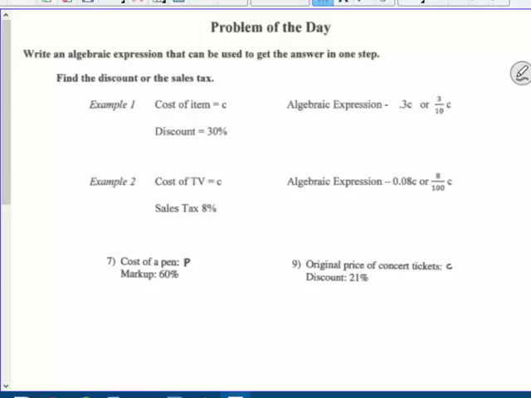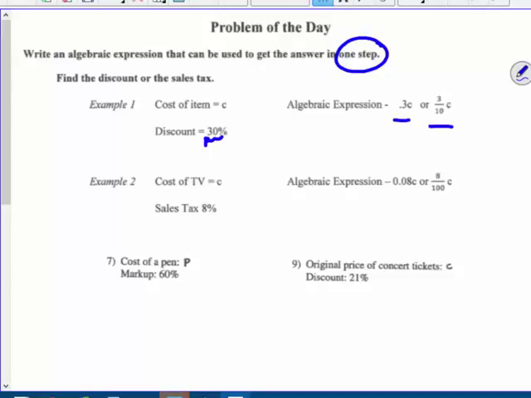Write an algebraic expression that can be used to get the answer in one step. Keywords there, one step. Find the discount or sales tax. The cost of the item is C, I don't know, and the discount is 30%. Changing that percent to a decimal, that's 3/10. So 3/10 times C, or 3/10 C. That's the expression to find the discount of an item, I don't know the cost, at 30% off.